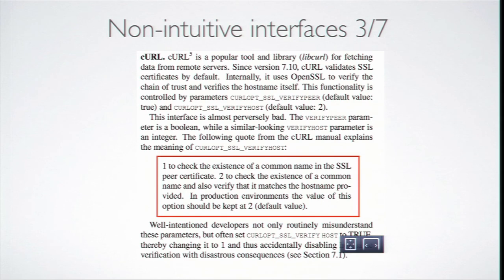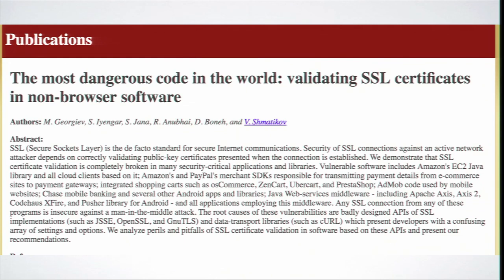So there's an option, there's a flag. So you can say one, which means check to see if the server has a name. Not the name you want to talk to, just a name. Or if you want to make sure the server is actually Amazon.com, you have to say two. Now, who knows that you would have to specify two as the input to a function to verify that you're actually making a secure connection, and yet this was actually the API. I'm not sure if it still is, but this is one of the APIs people use.